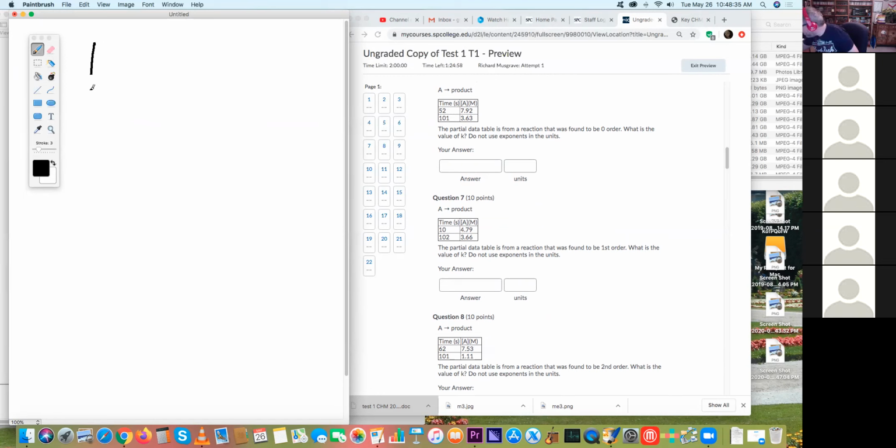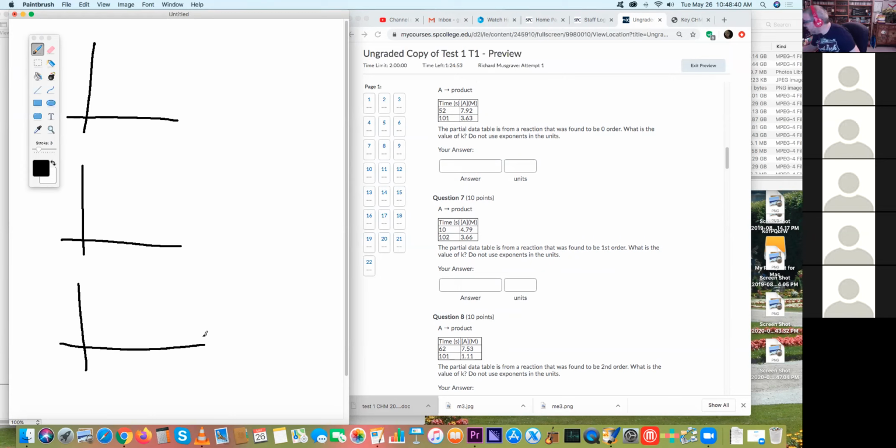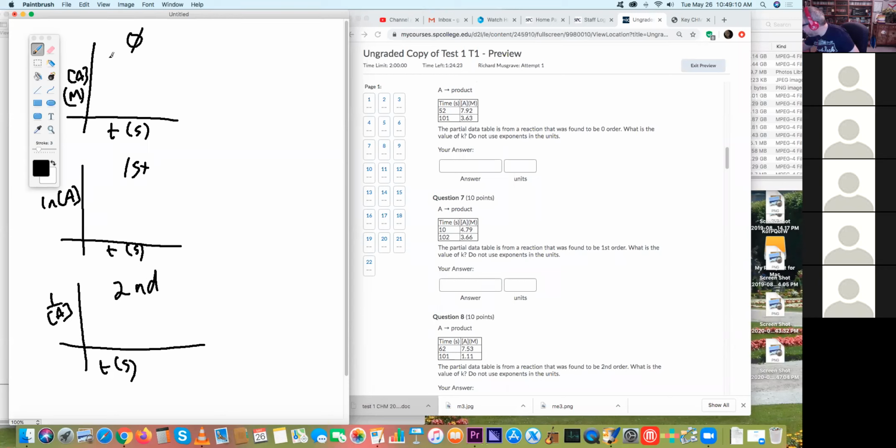So this is actually something you might want to write down on your sheet of paper. These are the different possibilities you can have. Just for kicks, I'll do time in seconds on each one, and 1 over A and time in seconds. This is just for the units that I'm talking about here. So this is zero, first, and then second order. And I'm going to make each of them a straight line as they'd appear if they were it.